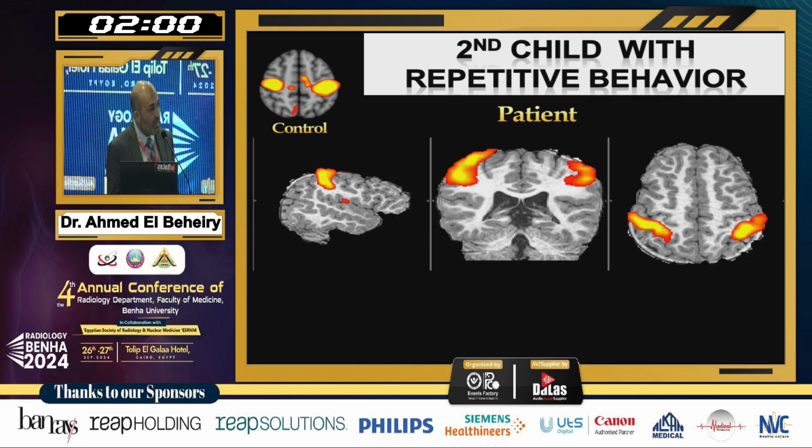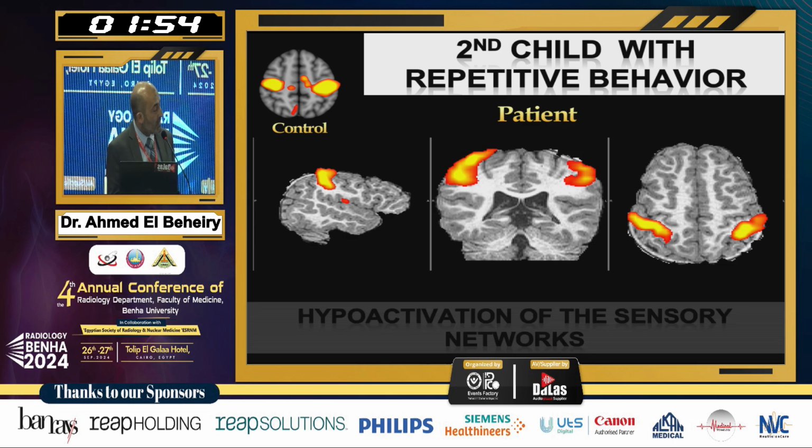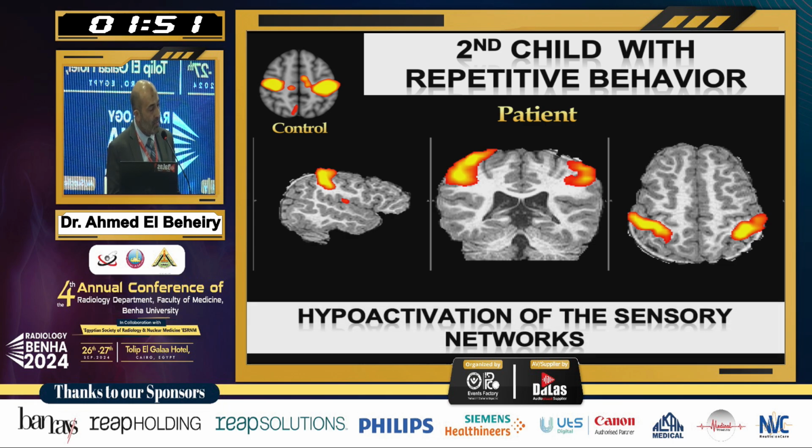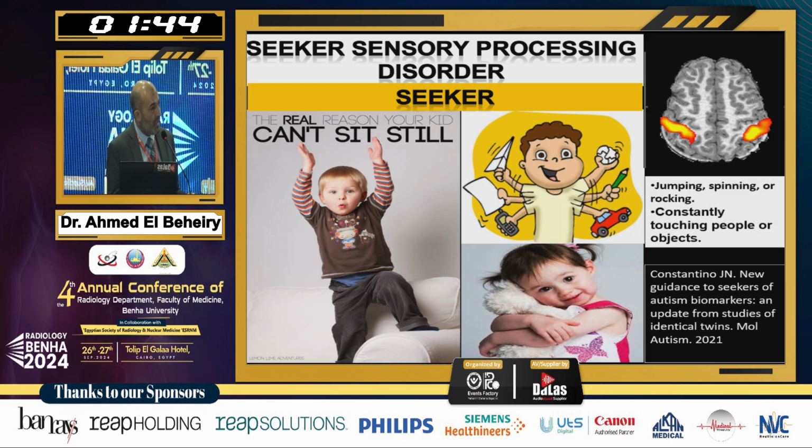While the second child was also presenting with autism and repetitive pattern of behavior, the resting state networks here show the opposite. It shows hypoactivation of the sensory networks, which means that he is receiving too little information. And that's why this child is trying to get this information by becoming a seeker personality. Seeker is the type of sensory processing disorder where this child is always jumping, spinning, constantly touching people in order to get more sensory stimuli.